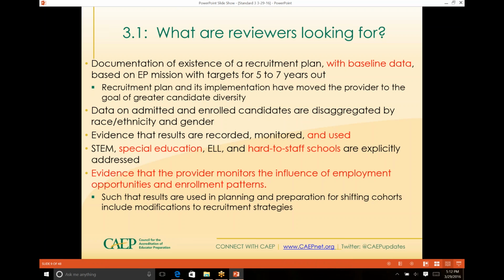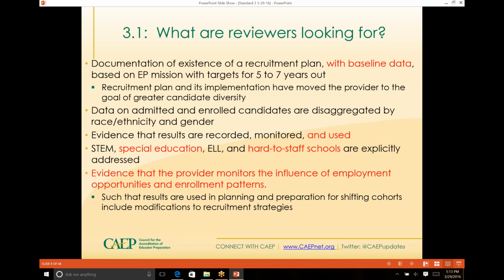Reviewers are also going to look for data on admitted and enrolled candidates that are disaggregated, and we spoke about that a moment ago. They should be providing some kind of evidence that the results are being recorded, are being monitored, and are being used. So if you've got a recruitment plan and you're out there, what are the results of that plan? How are you monitoring that? And how are you using those results to improve your recruitment?